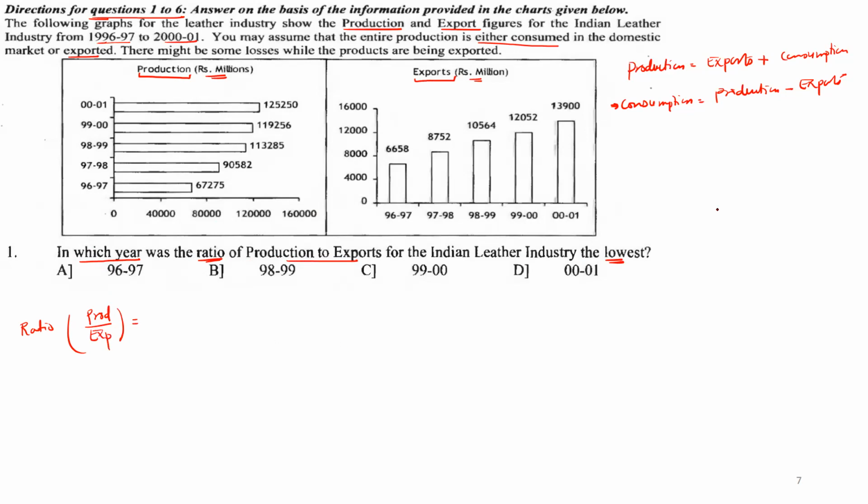question. Okay. So if you go by the options, तो पहला option है आपका 96-97. So your production is 67275 upon 6658. Okay. Your second option is 9899, 113285 upon 10565. Your third option is 119256 upon 12056. And then lastly, you have 125250 upon 13900.